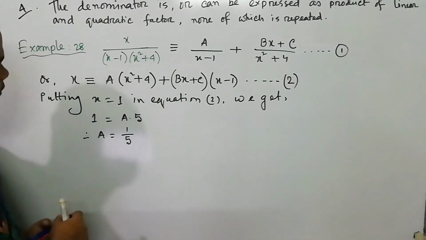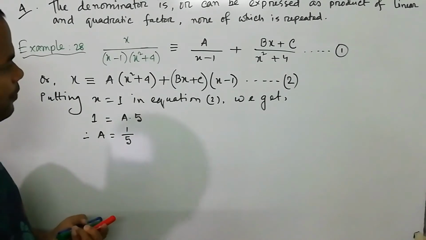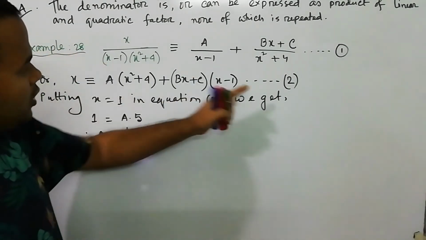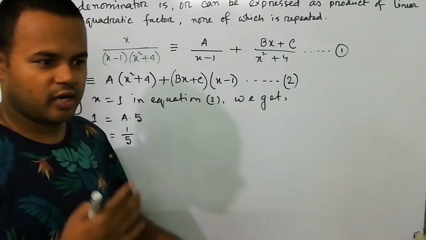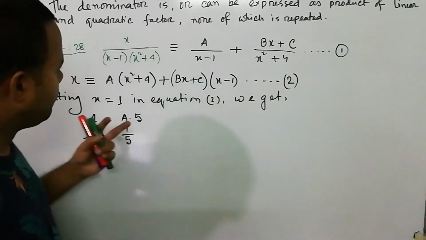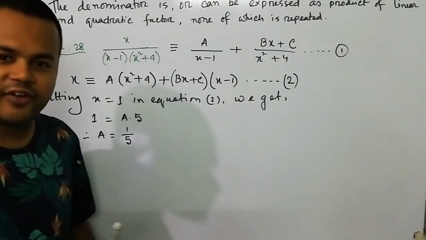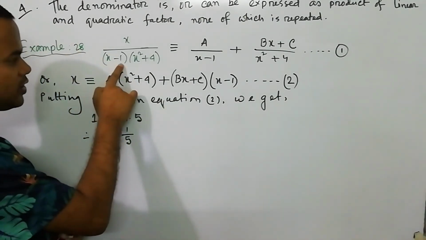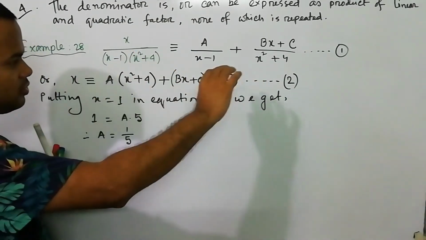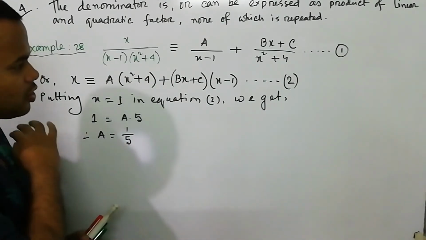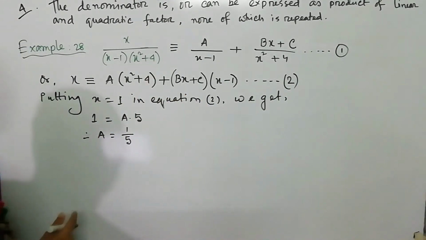Now we don't have any other option to put a value of x, so we have to expand equation 2. From this equation we will equate the coefficients of x square, x and the constants, and then we will have the values of b and c. If you don't have any other option to put a value of x in equation 2, then you have to expand equation 2 and equate the coefficients from both sides, and then we will have the values of the other alphabets.